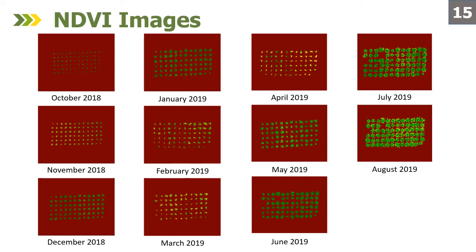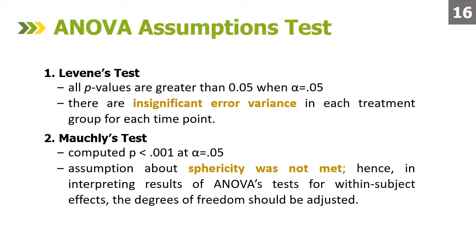Here are the NDVI images of Lakatan from October 2018 to August 2019. To determine whether or not differences and changes in NDVI values of Lakatan subsamples resulted from interaction between treatment level and time, mixed ANOVA for repeated measures was conducted. Mixed ANOVA is divided into two tests: test of within-subjects effects and test of between-subjects effects. In order for ANOVA results to be valid, data sphericity and error variance should first be considered.